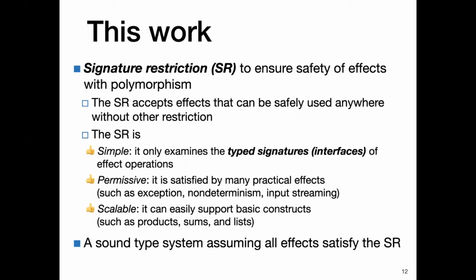The signature restriction examines the typed signatures of effects. So it is a very simple criterion. But it is still permissive in the sense that it can accept many useful effects. And it is also scalable. It means that the signature restriction can easily support basic programming constructs, including products, sums, and lists.